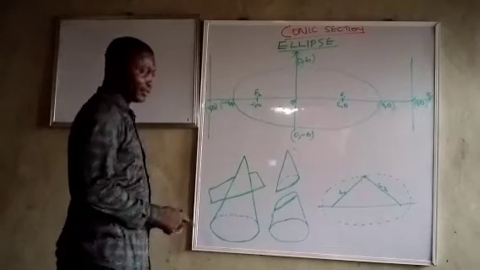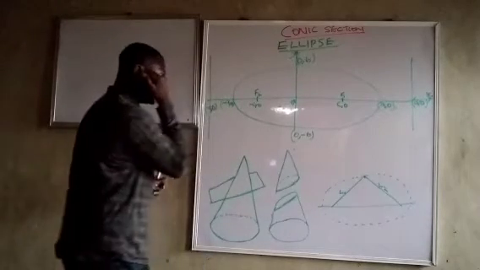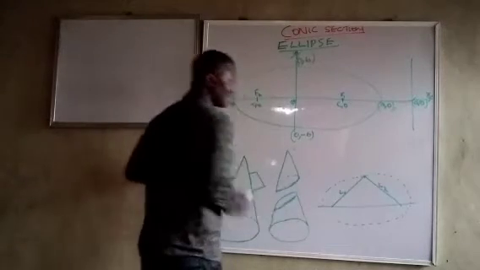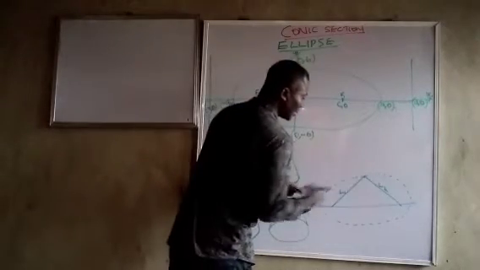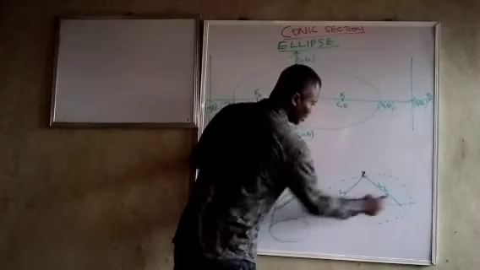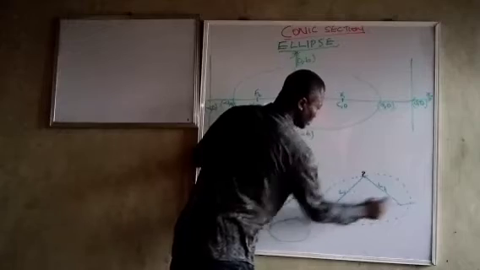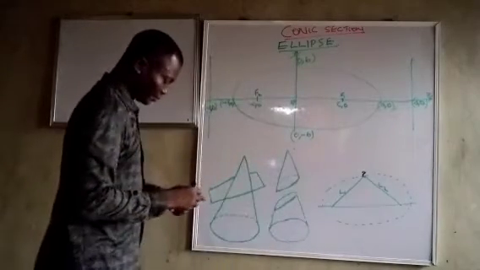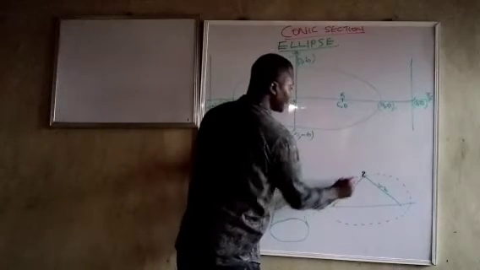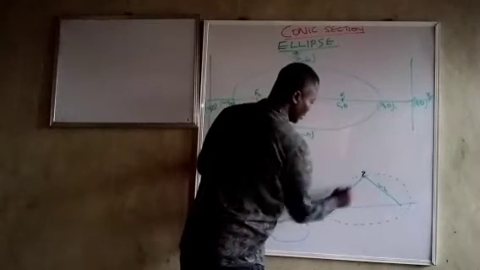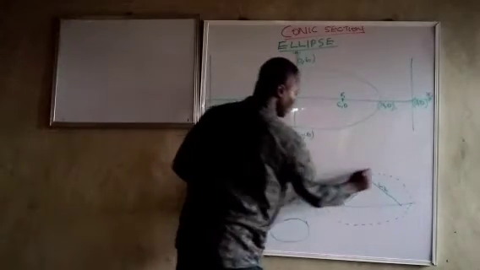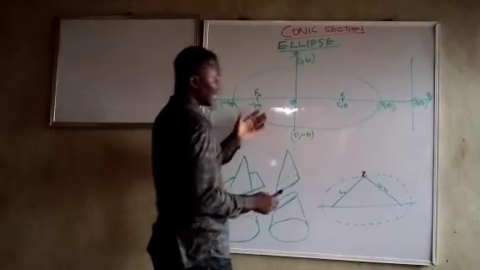Another thing I'd like to tell you is how an ellipse is drawn. We use a tight thread and a pen. This one represents the pen here, and we join the thread to the different foci. We now trace the pen round, making sure that the thread is taut, and then it will give us the shape we are looking for, which is an ellipse.